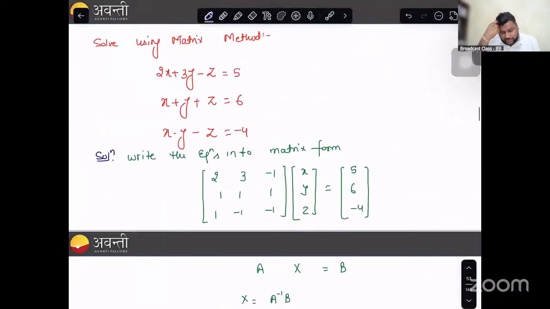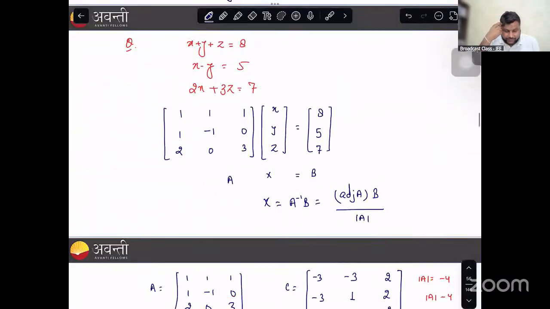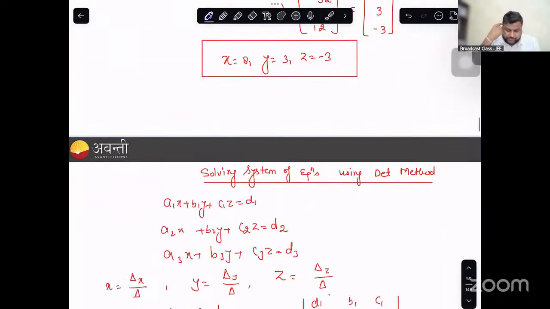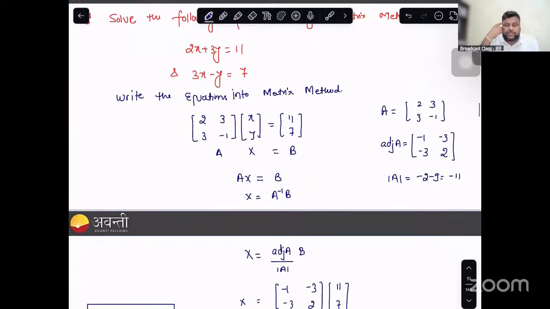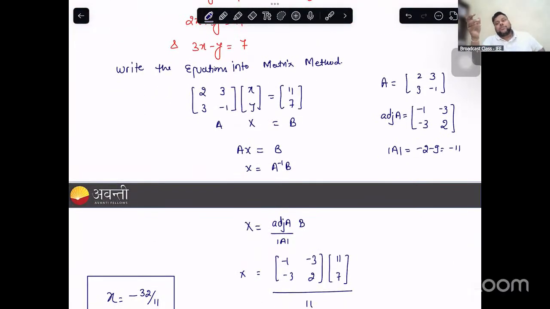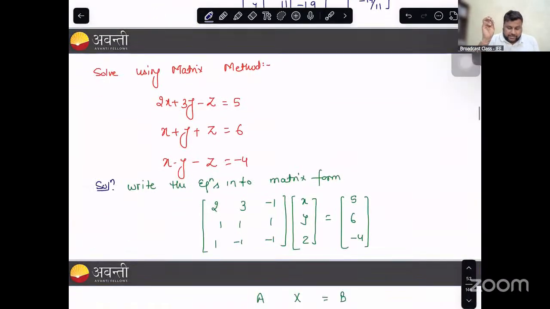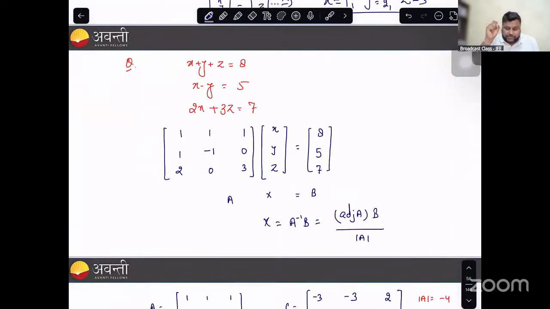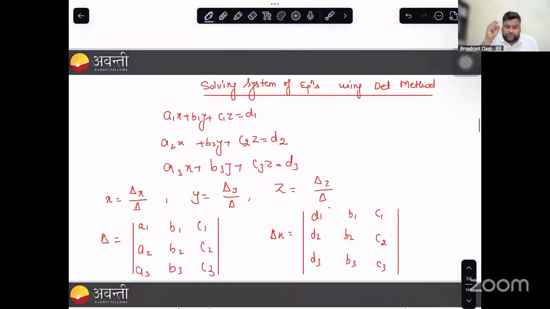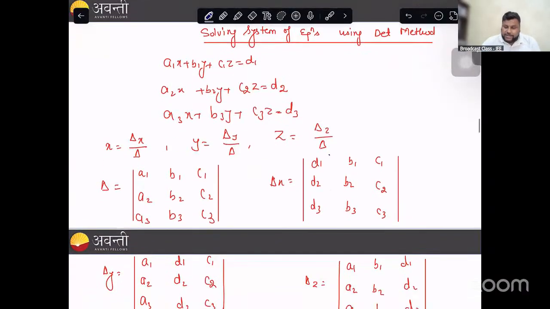We have solved a 2 by 2 equation using matrix method where Ax equals B. So X is A inverse into B. Then we have solved a 3 by 3 equation using matrix method, same method. Then we have solved another question using matrix method. Then I have told you how to solve a system of linear equations in 3 variables using determinant method. So these were the 3 equations. X was delta x by delta, y is delta y by delta, and z is delta z upon delta.